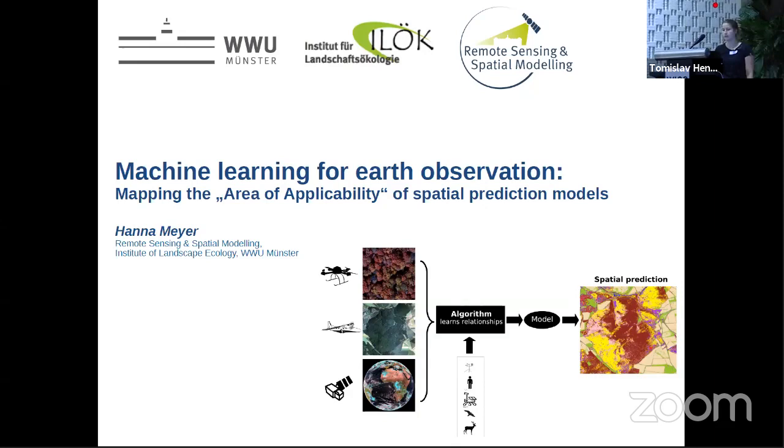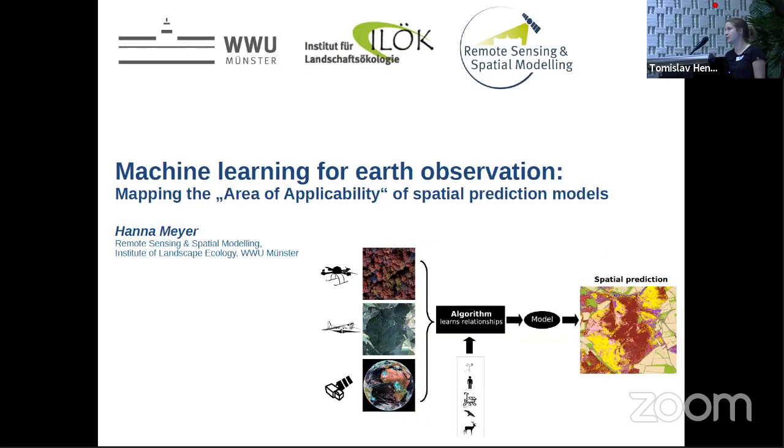What I want to do in the next 15 to 20 minutes is to give you a short introduction into the topic of the workshop that will take place right after this plenary session. The title of that workshop is Machine Learning for Earth Observation. But I would like to put special focus on a topic of mapping the area of applicability of spatial prediction models, which is a new project that I'm currently working on together with ETSA. I'm going to explain what I mean by the term area of applicability later on in this short presentation.